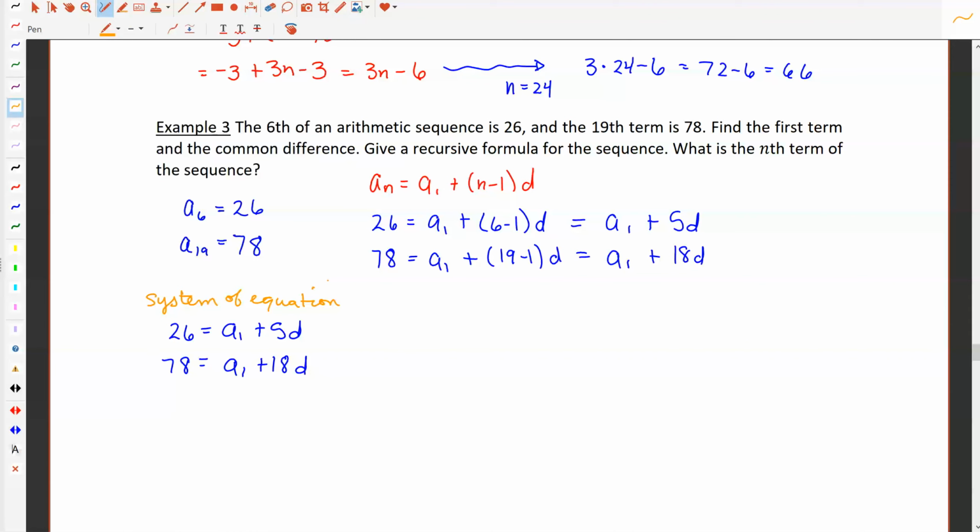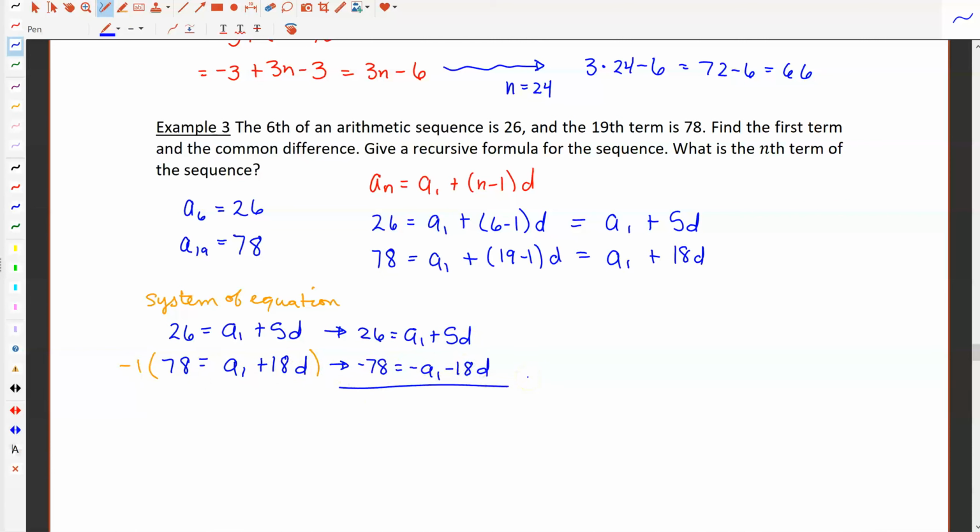So I'm going to multiply one of these through, let's see, I'm just going to pick the second one. I'll multiply this one through by -1. If you need some review on how to work with systems of equations, let me know. I can give you some resources. All right, so I'm going to leave the first equation alone, but my second equation, I'm going to multiply it through by -1. So I'll get negative 78 is equal to negative a1 minus 18d.